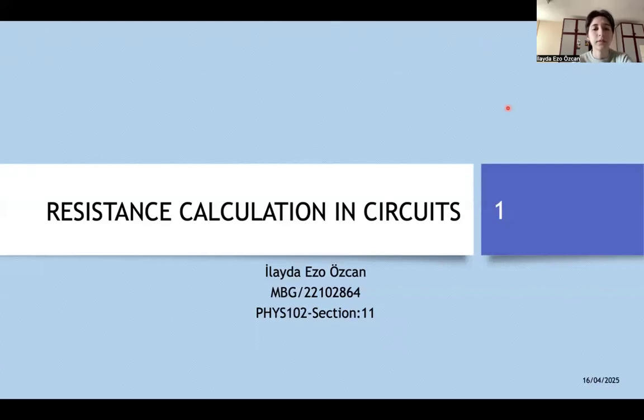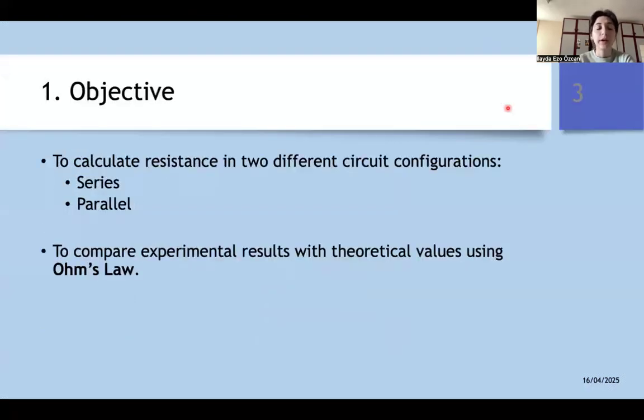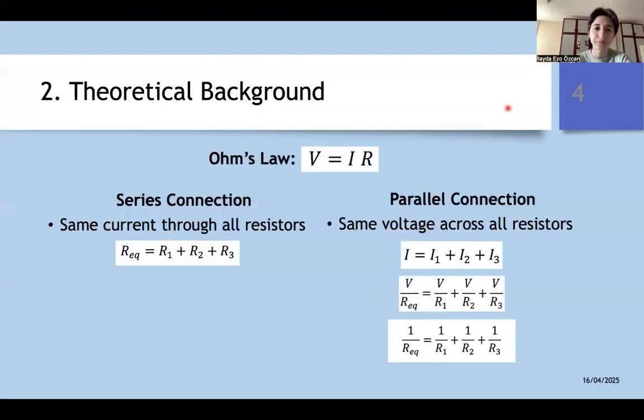I will present resistance calculation in circuit experiment as a part of Physics 102 curriculum. This is the outline of my presentation. The aim of this experiment is to calculate resistance in two different circuit configurations, series and parallel configurations. To do this, I will measure current and apply Ohm's law to calculate the resistance in the circuit and compare experimental results with theoretical values.